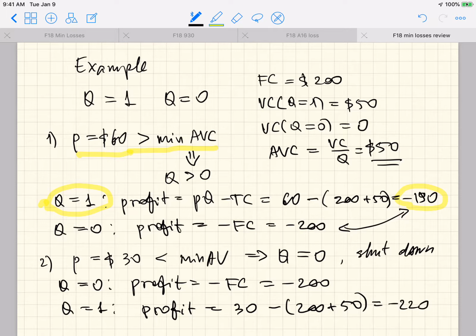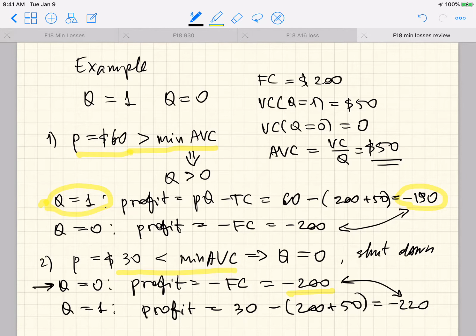So as you can see, out of these two choices, this choice is better, not surprisingly. So the rule is confirmed. If price is smaller than minimum AVC, then your better bet is to shut your company down and just deal with the loss, which equals negative fixed cost.